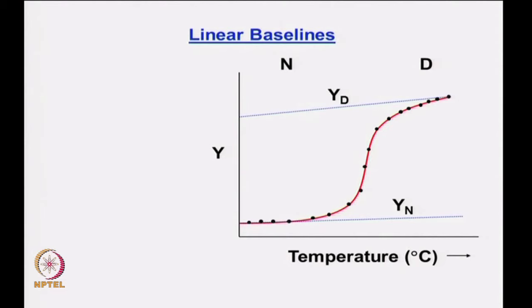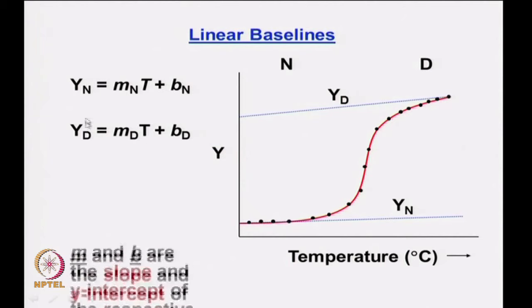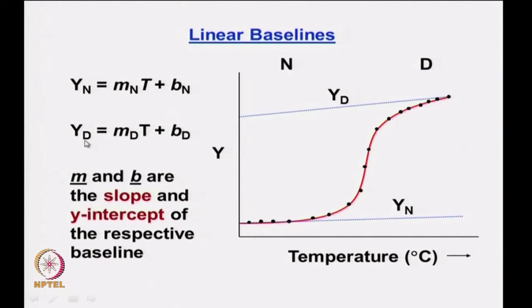But you see, when I am varying temperature, what is happening? You can see these lines are not parallel to your temperature axis. That means they have well defined slopes. So, you define your yn and yd in this form, that yn is equal to mn times T plus bn, right. So, again, what is yn? Yn is the signal we are getting from the pure native state.